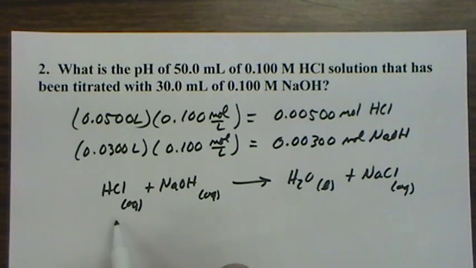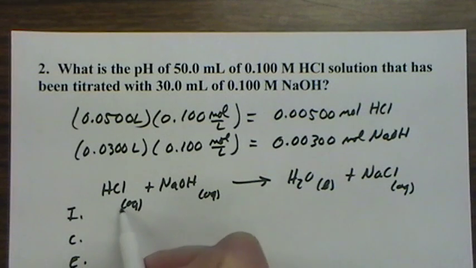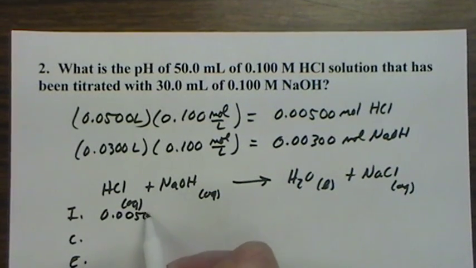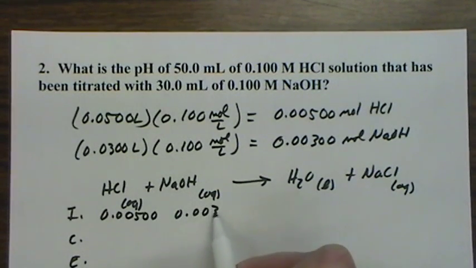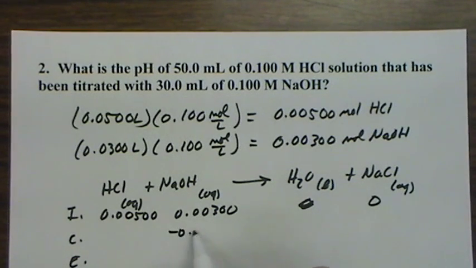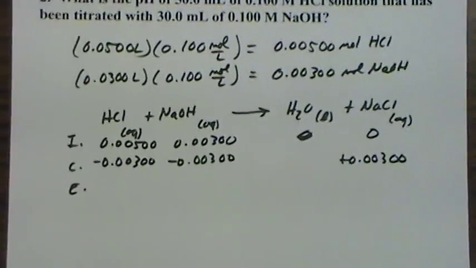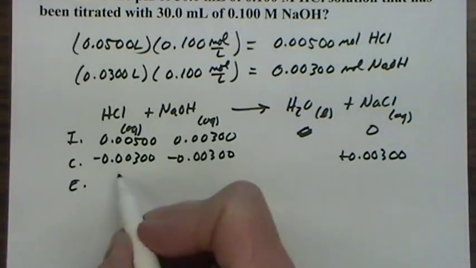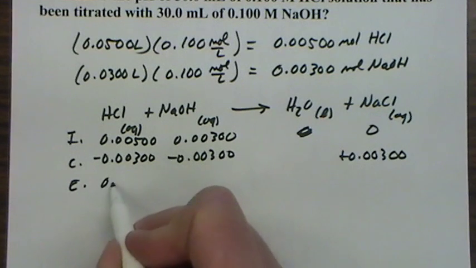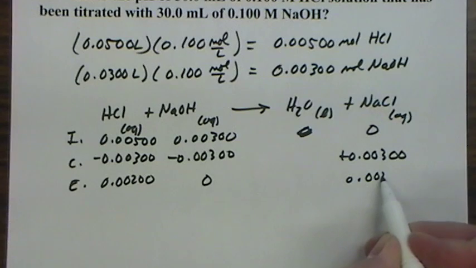So I guess we could do it as an ICE table, why not? We have 0.00500, 0.00300. Oh, we don't have a 0 there. Then we're going to lose all of the sodium hydroxide. We're going to produce the same number of moles of sodium chloride. We're down to this much HCl, 0, and we don't care about the salt.